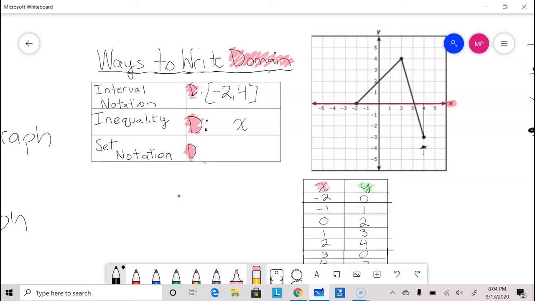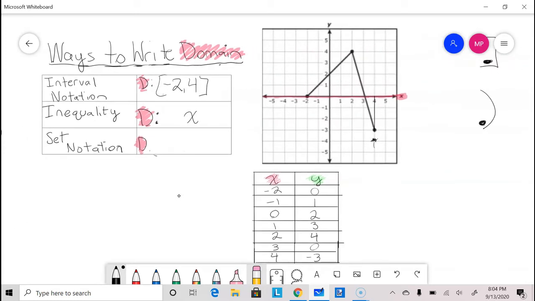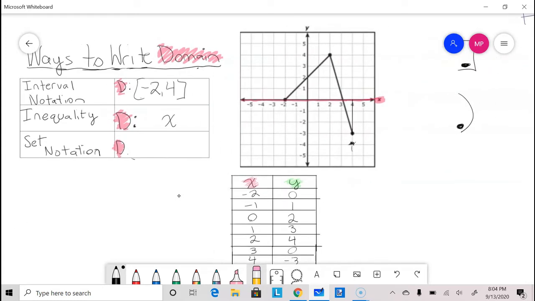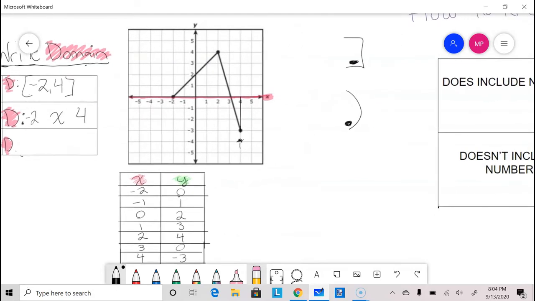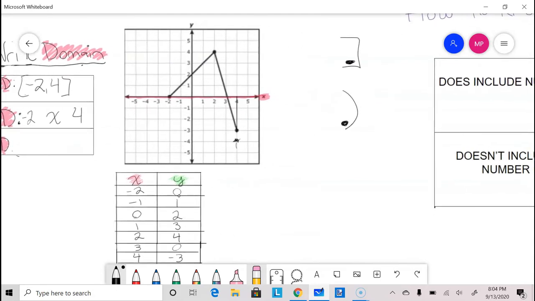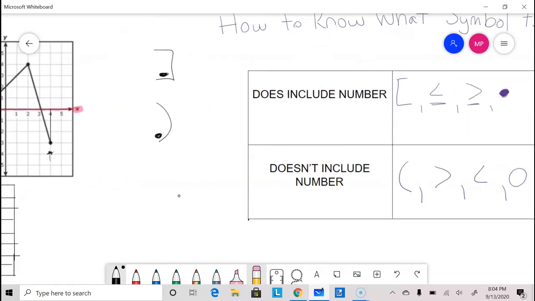So now we're going to talk about the inequality. When you think of inequalities, you should think of less thans and greater thans, less than or equal to and greater than or equal to. Based on the two numbers we used, we know that the numbers aren't going to change. We know that it's going to be -2 and 4. But now we need to figure out whether or not we need to use greater than or equal to or greater than. So we'll go back.